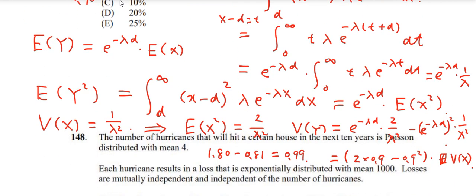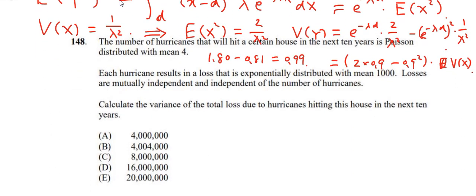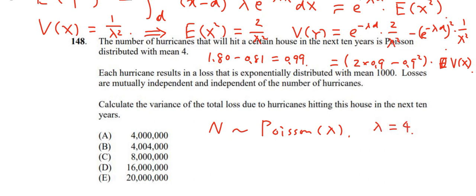Okay, so now let's move to 148. It says the number of hurricanes that will hit a certain house in the next 10 years is Poisson distributed with mean 4. So we let this number be N. This N follows a Poisson distribution with mean lambda equal to 4.